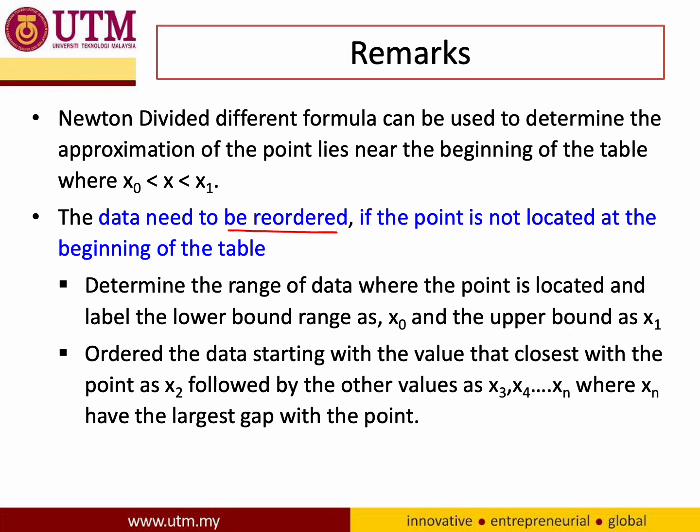If you see the statement here, the Newton divided difference formula can be used to determine an approximation of a point that lies near the beginning of the table, where x0, x1, and you need to find this first. In the previous example, this is 1.0, this is 1.6, and you were asked to find 1.3. So basically we can just do the Newton divided difference table directly, find the most value that we can put into the interpolation, then use the interpolation to find the answer.